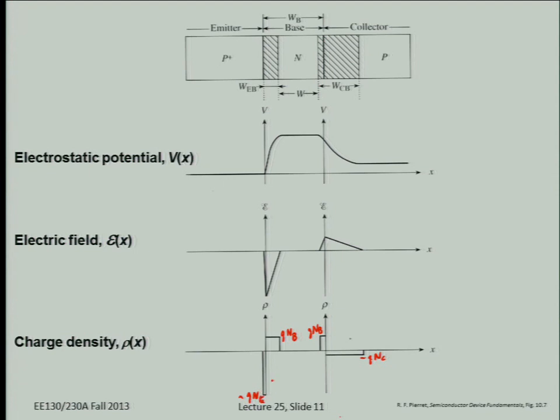So for the subscripts now for doping, we have to delineate which region of the BJT we're talking about. Anything associated with the emitter has a subscript capital E. Anything to do with the base has subscript capital B. And anything to do with the collector has subscript capital C.